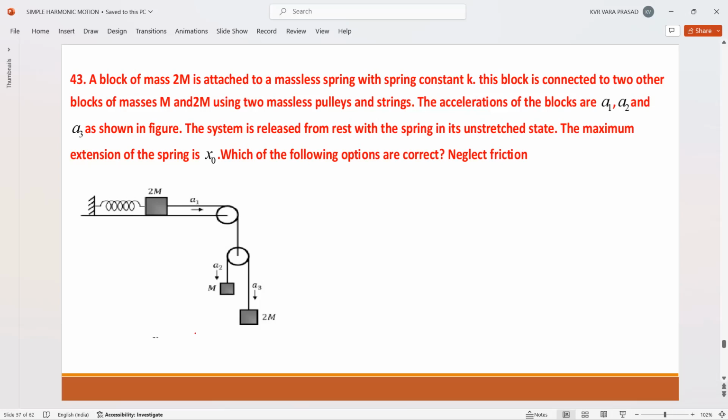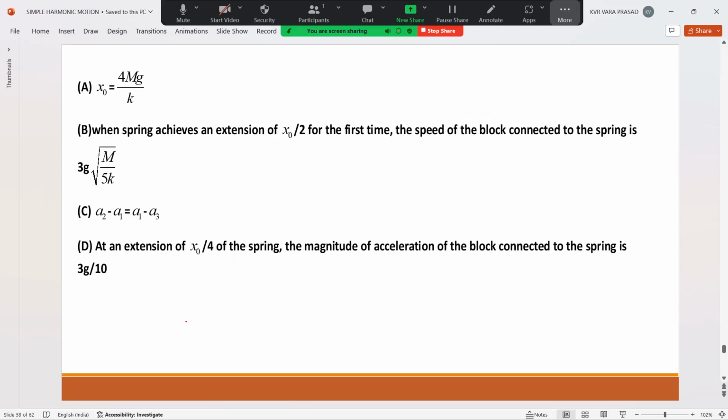Right, see the options given first. So the first option is the maximum elongation of the spring, that we have to calculate. Second one, when extension is x0 by 2, the speed of the block connected. Okay. Next, a relation among A1, A2 and A3. And the fourth option, when extension is x naught by 4, the magnitude of acceleration of the block, right? Do one thing: first, we can verify option C directly. Okay, see how to verify.